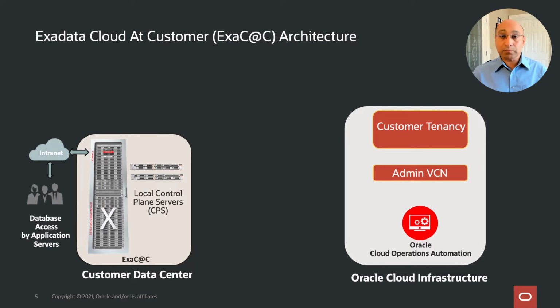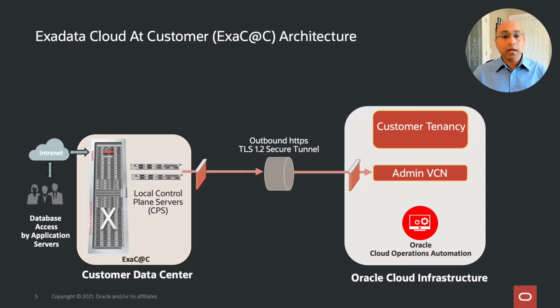So when the customer first subscribes to this service, they essentially create an account, or what we call a customer tenancy. And during deployment time, when the Exadata Cloud Customer is getting installed, there is a connection made from these control plane servers. It's an outbound HTTPS TLS tunnel that is created to the public cloud region, which is the closest to the customer's data center. So you as a customer have the choice on picking the OCI region which is closest to the customer's data center. And this tunnel is used for two main reasons.